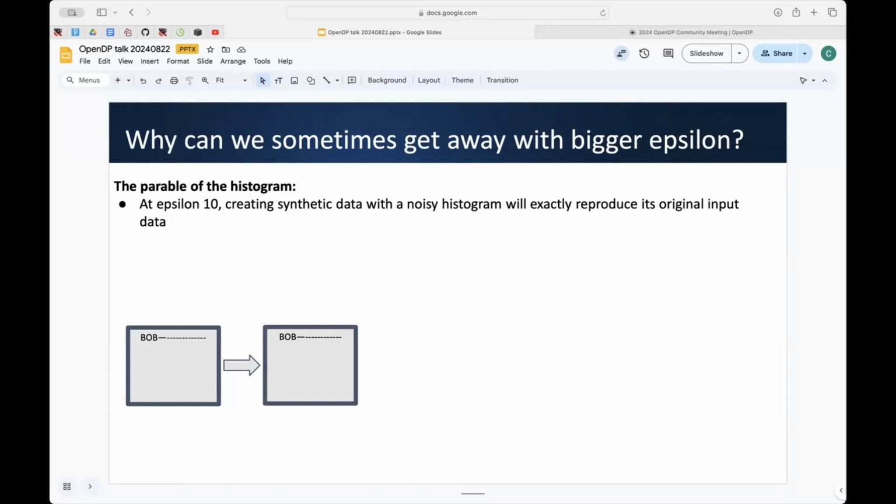It will exactly reproduce its initial input data. So if I'm taking a noisy histogram, all I do is add Laplacian noise to the counts. If a count is 1, and I add Laplacian noise from a Laplacian distribution with a scale of 1/10, I don't add very much noise at all. That goes from a count of 1 to a count of 1.001. All the unique people in the original data are exactly still there in the synthetic data. It looks exactly the same.